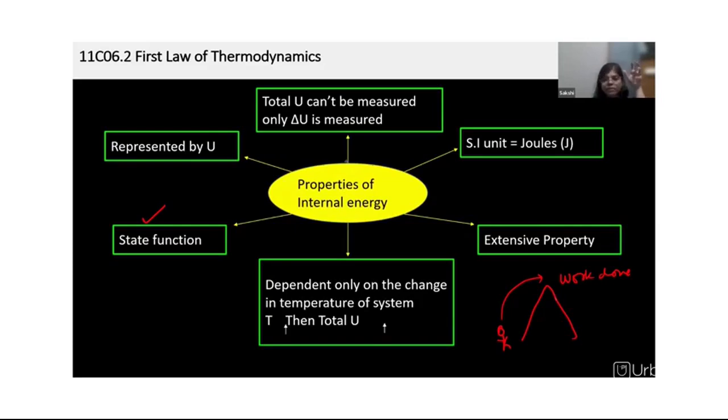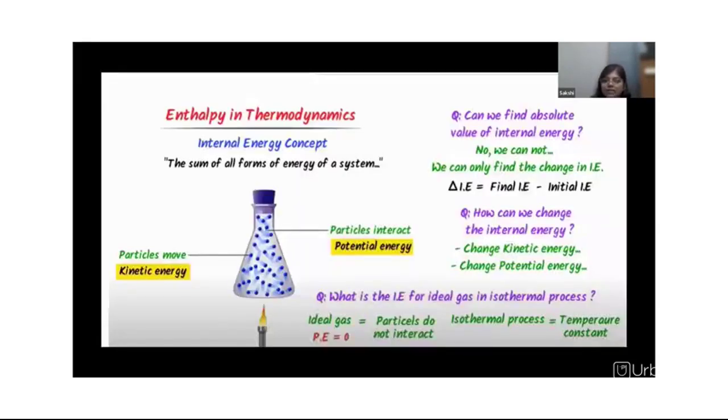Temperature is a state function. It does not depend on the path. Even if you increase the temperature by 10 degrees Celsius, or you directly increase it by 100 degrees Celsius, it is the same thing. So internal energy is a state function. It is represented by U. It is an extensive property. The SI unit is joules; basically, all energies we measure in joules. As I said, the total internal energy cannot be measured. Only the change in internal energy is measured. I hope all of you understood about internal energy.